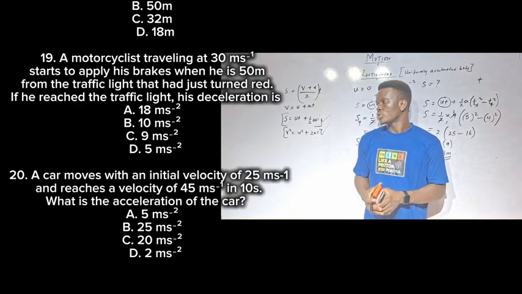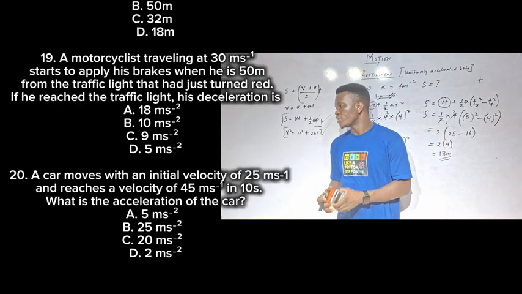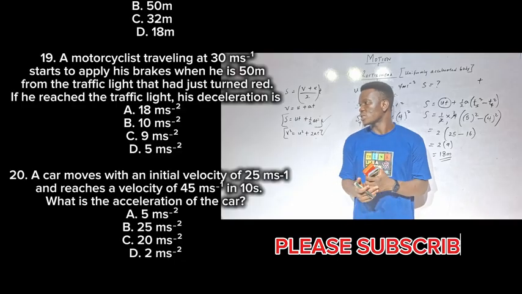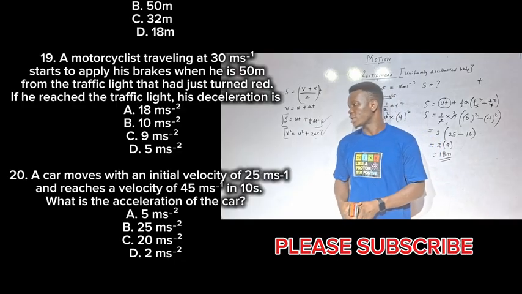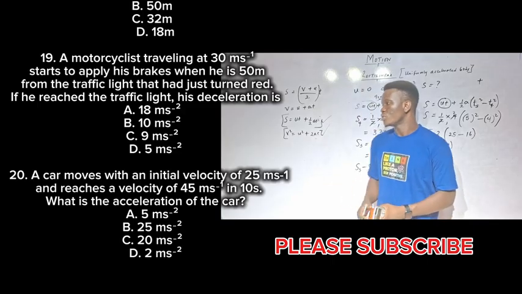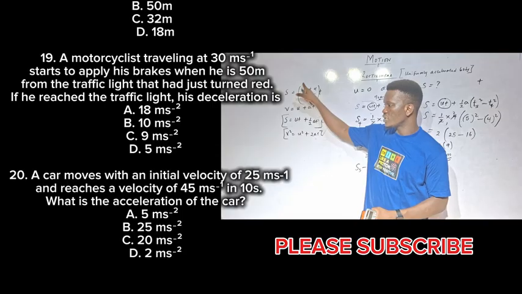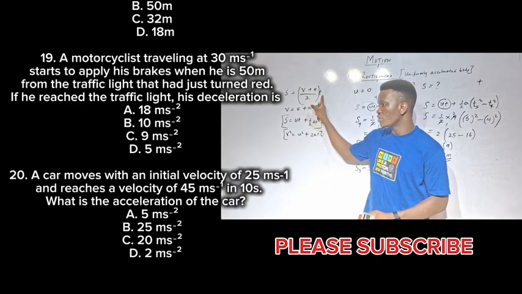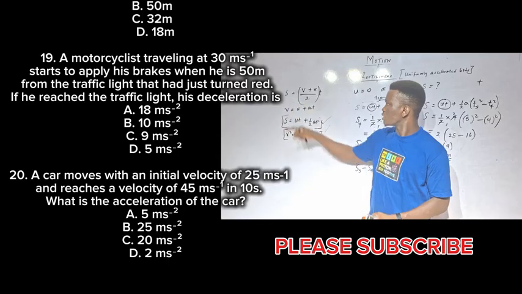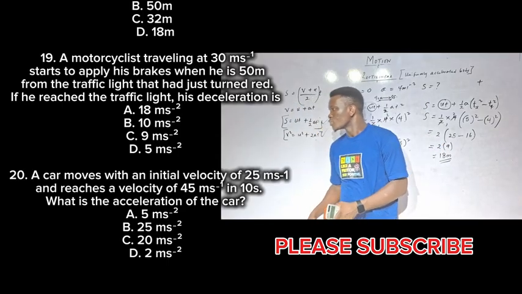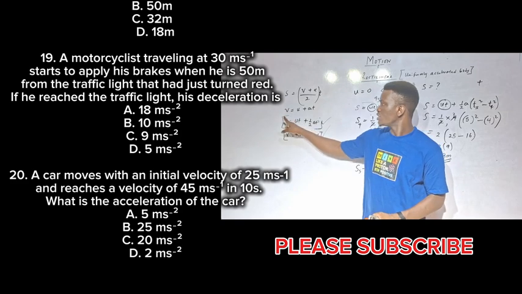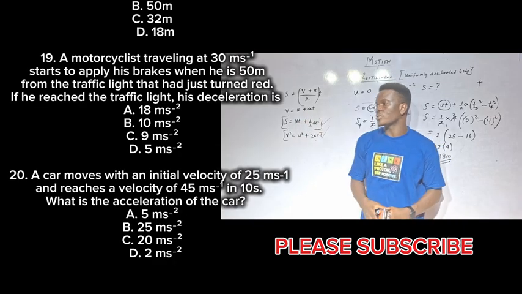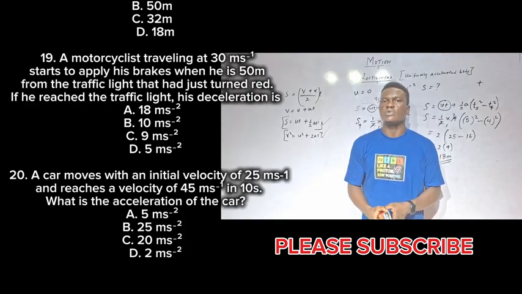So number 20, a car moves with an initial velocity of 25 meters per second and reaches a velocity of 45 meters per second in 10 seconds. What is the acceleration of this car? I think that's a very straightforward question. You are going to use this. So you have v and you have u. So v is 45, u is 25, and you have t, which is 10 seconds. You are using this formula. You have v, you have u, and you have t, and you are looking for acceleration. So that's what you will use for number 20. Get the answer and tell me what you have gotten in the comment section.